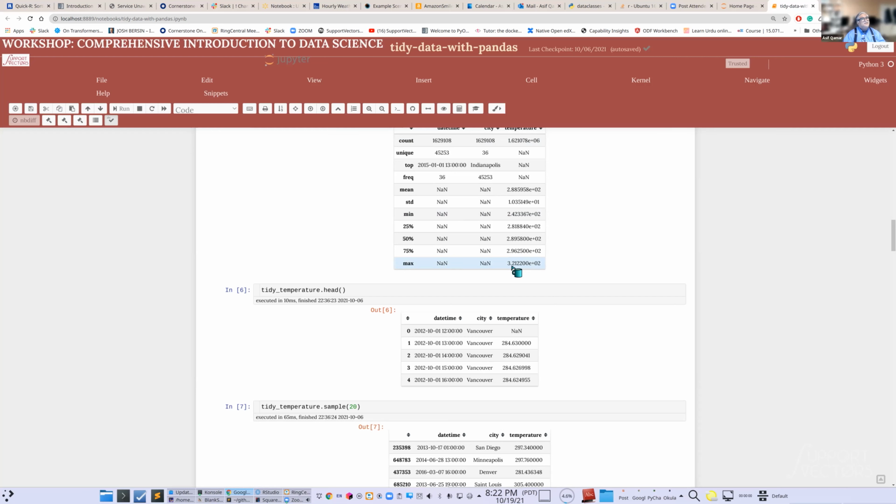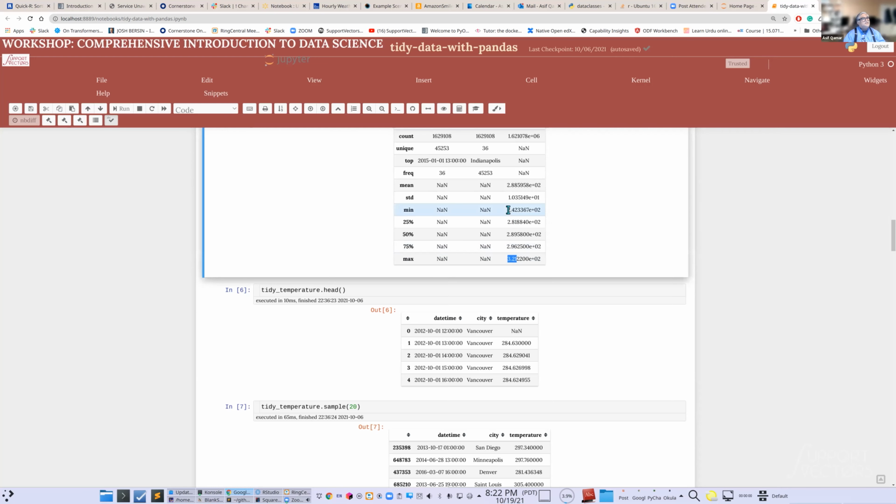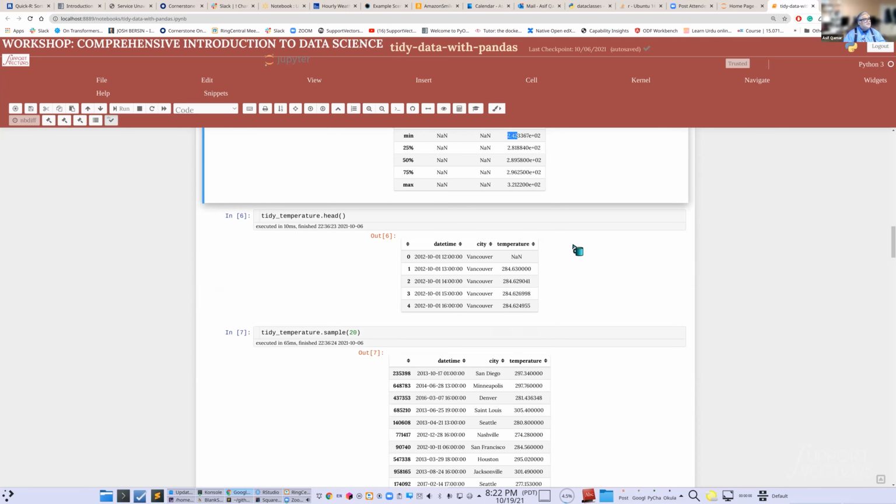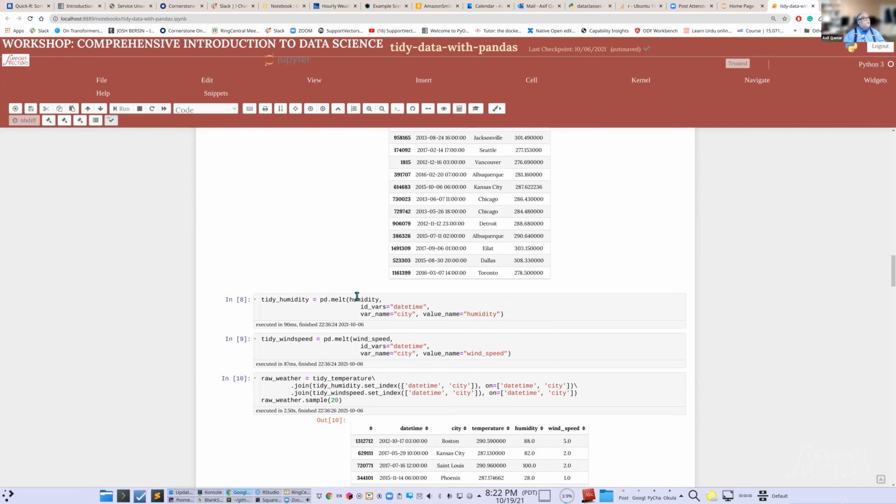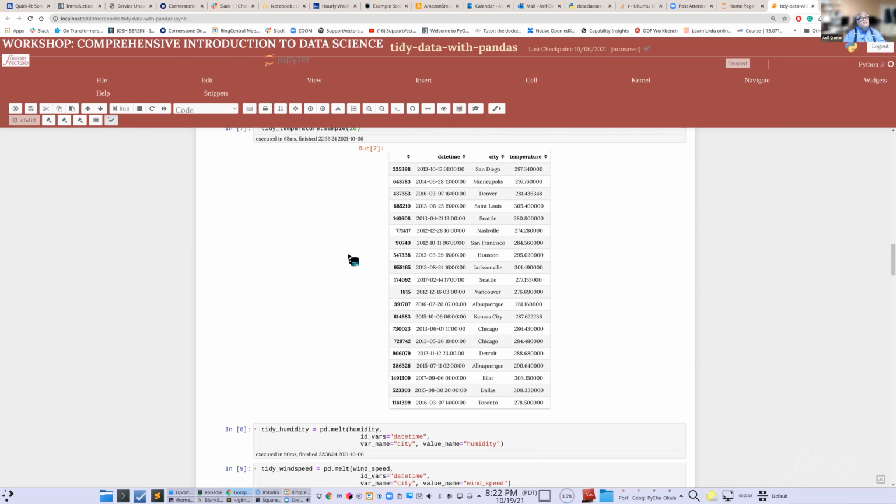Remember, this is in Kelvin. 321 kelvins is the maximum temperature. Minimum temperature is 242 kelvins, right? Okay, kelvins, and so forth. So once you can do that, now comes an interesting fact.